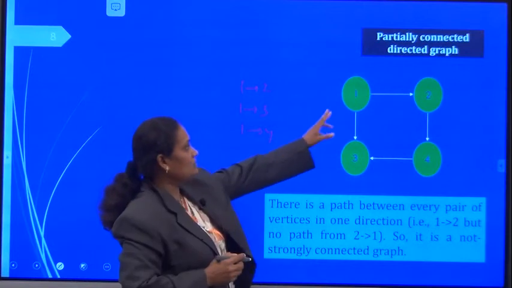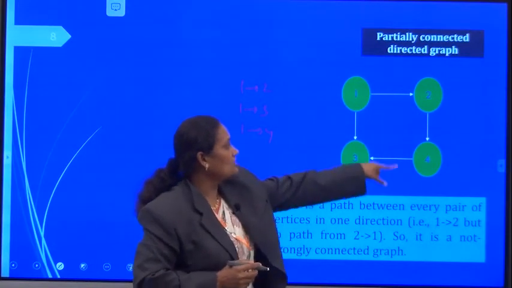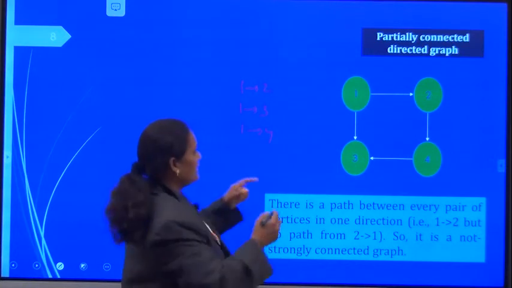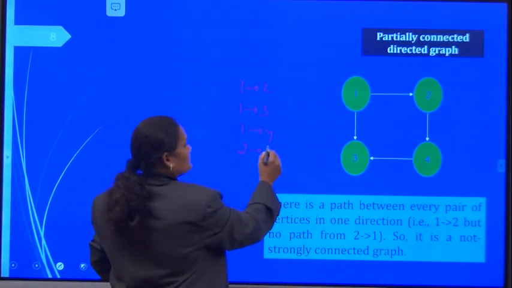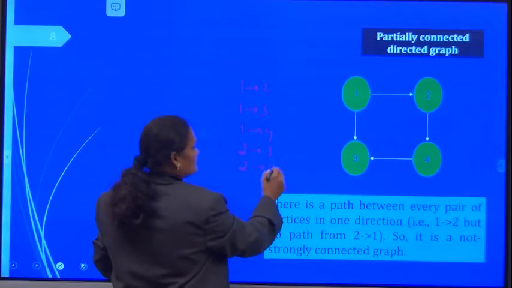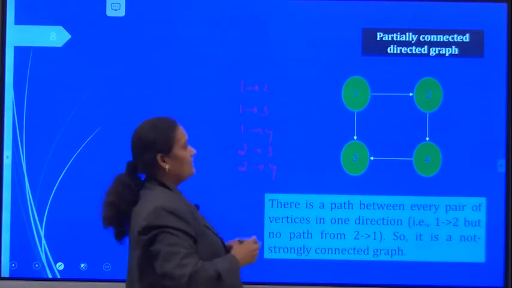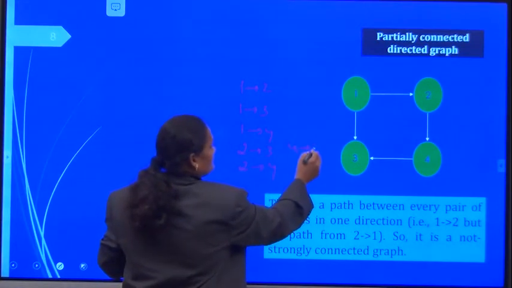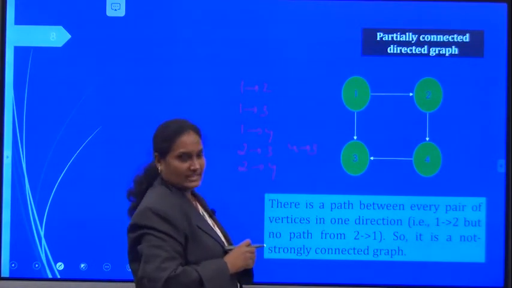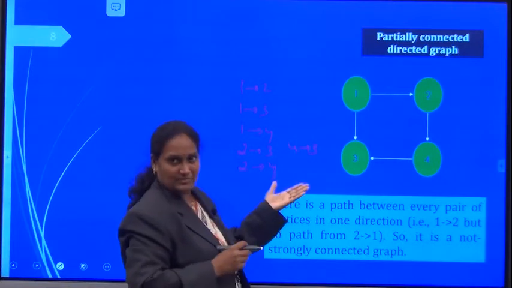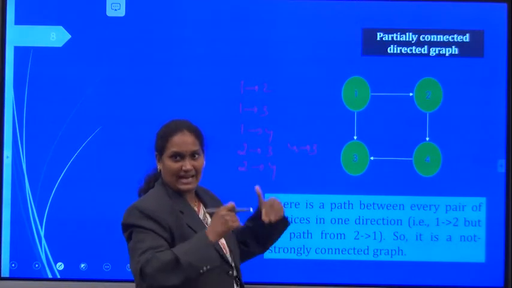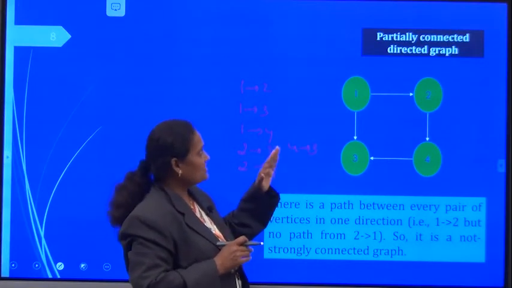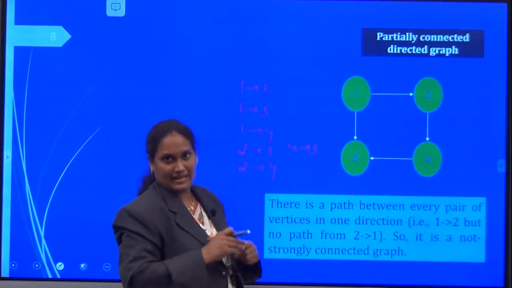Here I can move 1 to 2, and I can move 1 to 4 via 2, and I can move 1 to 3. In the same way, there is a path from 2 to 3 and there is a path from 2 to 4. Now in the same way, I have a path from 4 to 3, so there may not be a path from 3 to 4. At least in one direction we have a path. So this type of directed graph is called a partially connected directed graph.